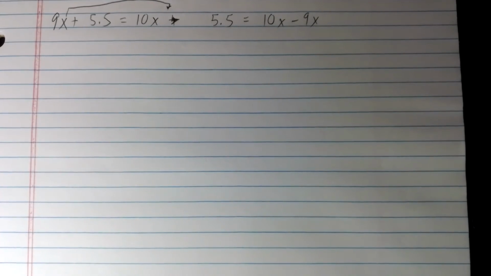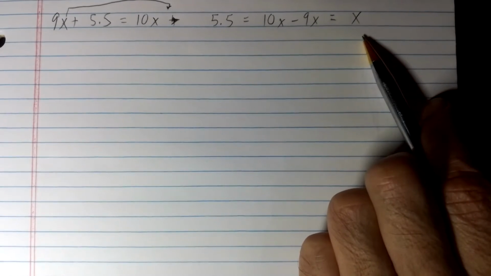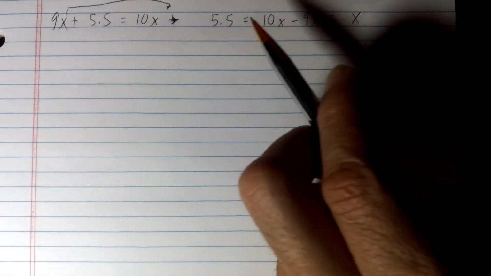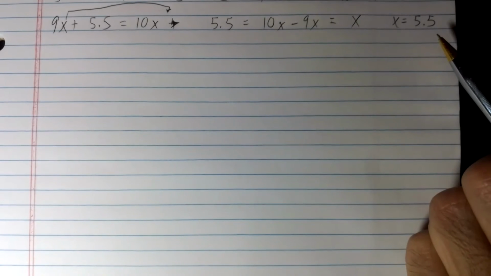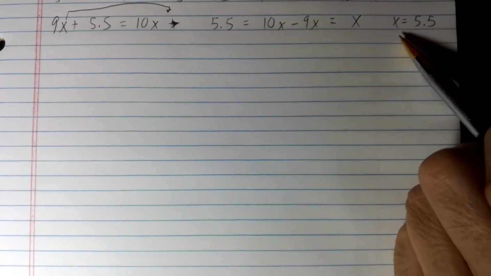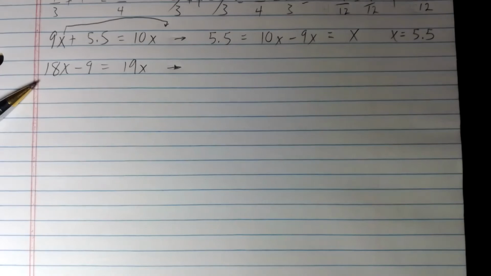The way I think of it is take something to the other side, and you're going to hear me say that over and over and over. Let's move on. Now the 10x minus 9x leaves me with just x. So here I have my answer, x equals 5.5. But on a test, I wouldn't leave that like my answer. Here I'm showing clearly that I know that x is 5.5.